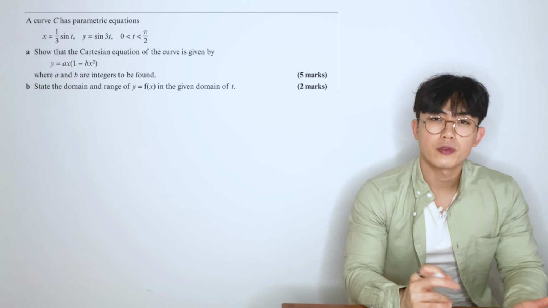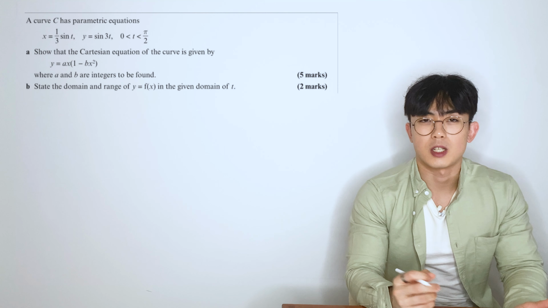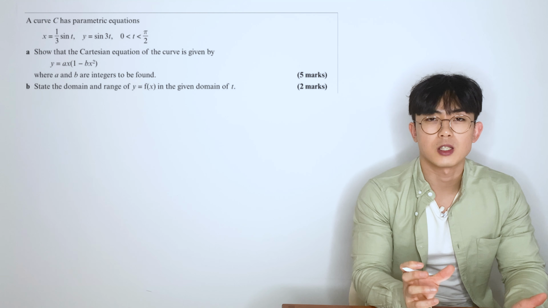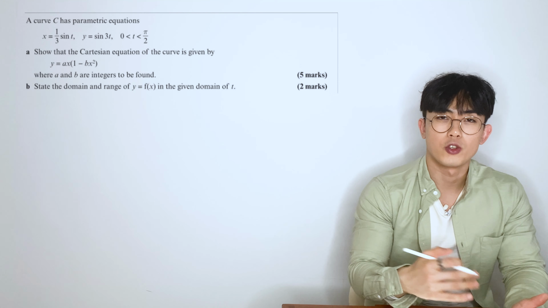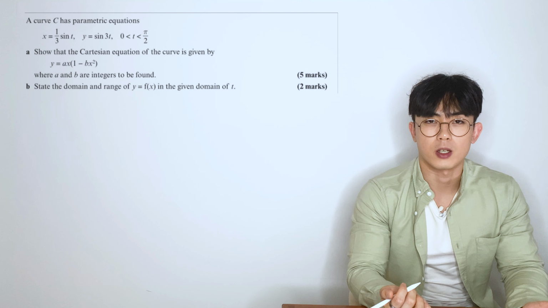The only difference is when we're finding a Cartesian, rather than substituting like we did before, when we're dealing with trig functions, we have to actually look at trig identities. So that's the only difference between non-trig and trig functions when we're dealing with parametric equations.